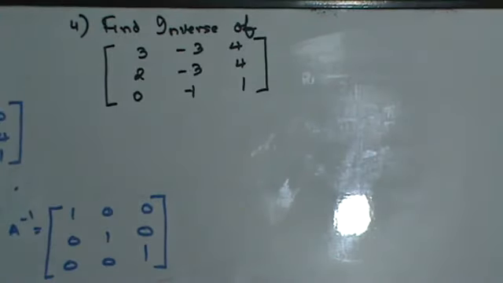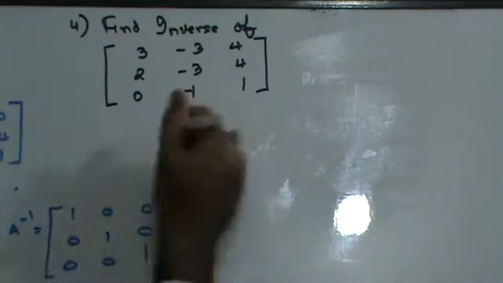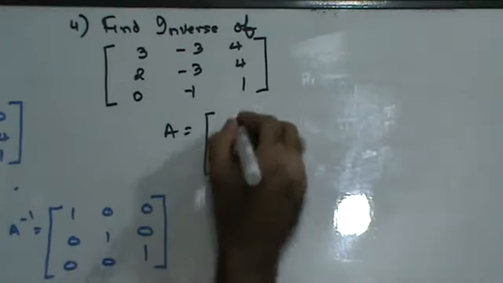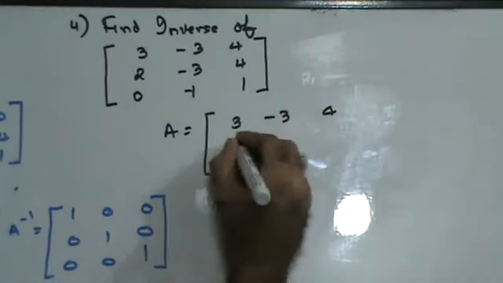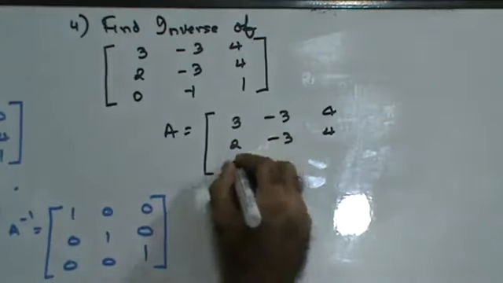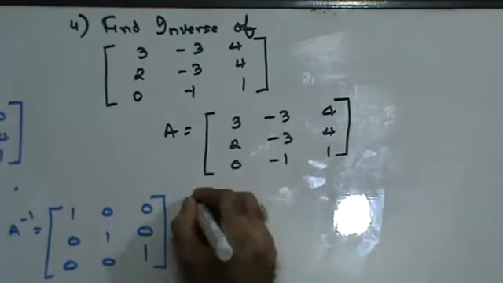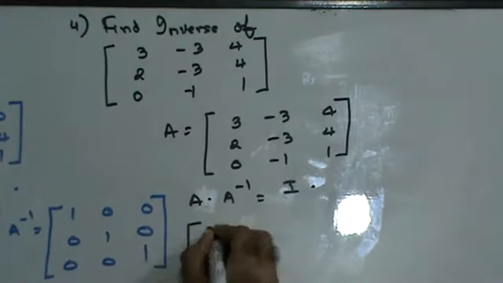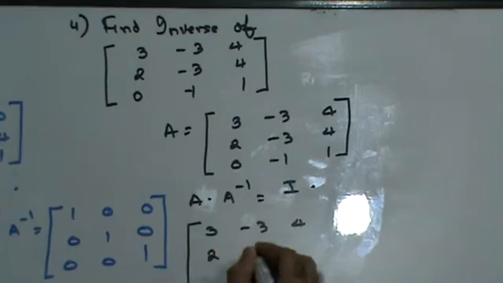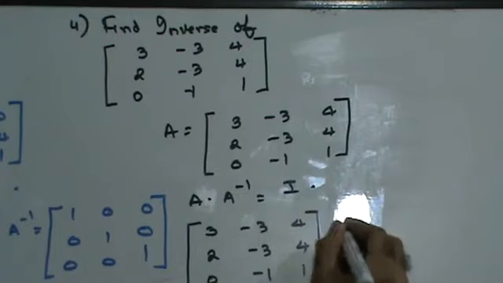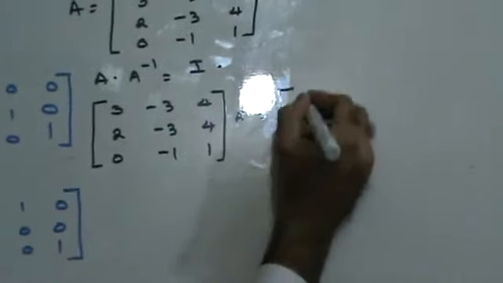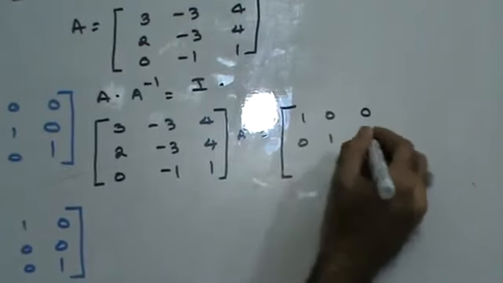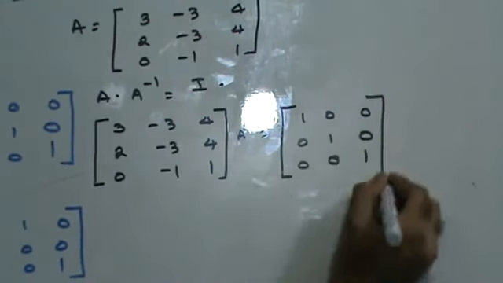Right? Now let's see this. Same method, guys. Repetition of method. You can do the sum with me. Let us assume that A is [3, -3, 4; 2, -3, 4; 0, -1, 1]. I can say A into A inverse is I. So A into A inverse is I, where I is [1, 0, 0; 0, 1, 0; 0, 0, 1].